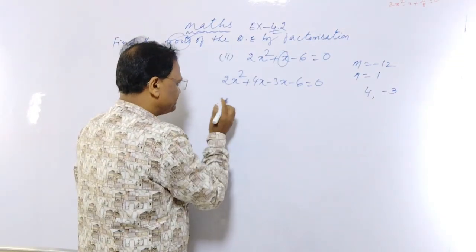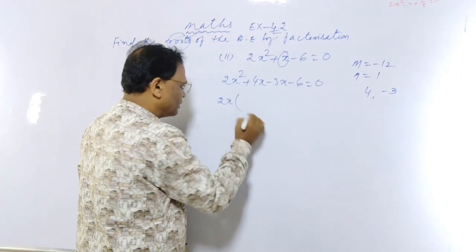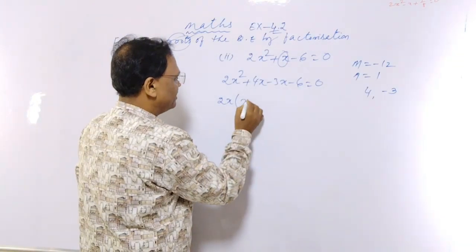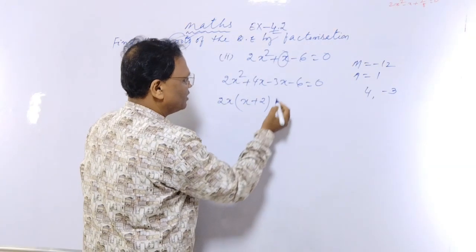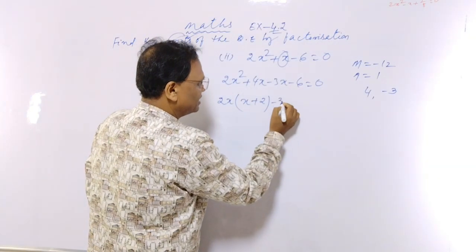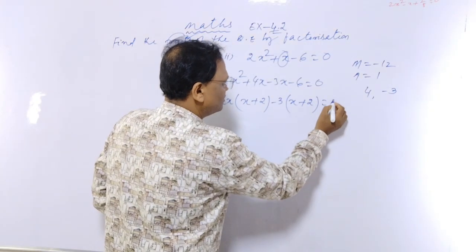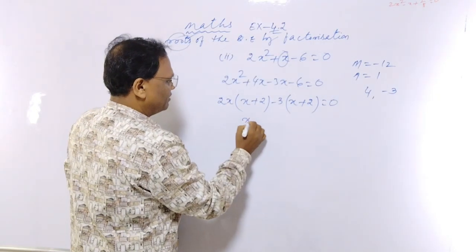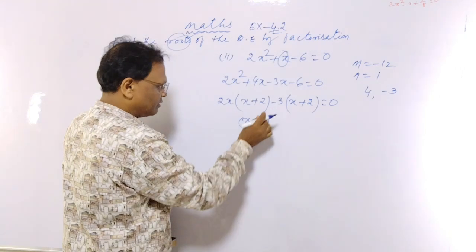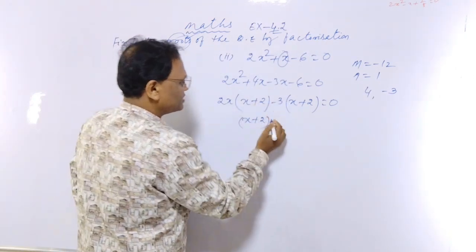What is the common here? I can take 2x common, x plus 2, and what is the common here? I think minus 3, x plus 2 equals to 0. Now x plus 2, which is common, 2x minus 3.